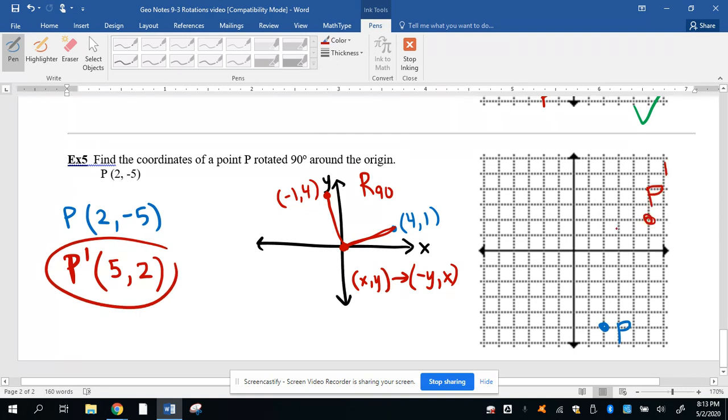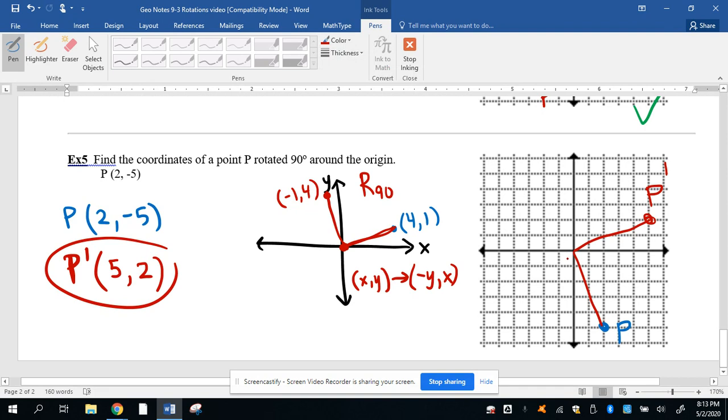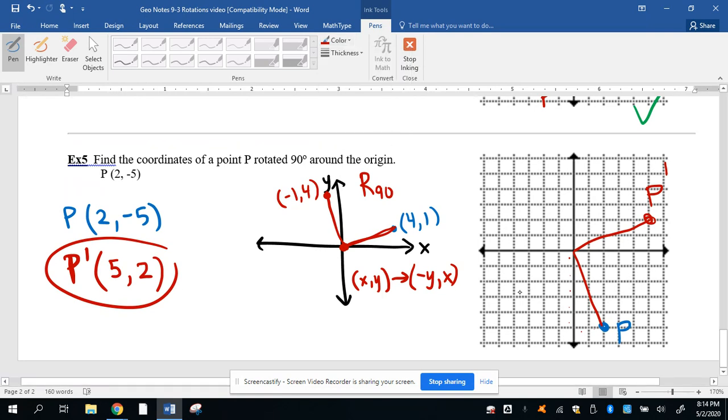With respect to the origin, let's look at both slopes. So our original slope from the origin to P, we went down 1, 2, 3, 4, 5 over 2. So that slope is negative 5 over 2. And this slope is up 2 over 5. So that is the opposite reciprocal slope. So we have indeed figured out that that is a 90-degree rotation.